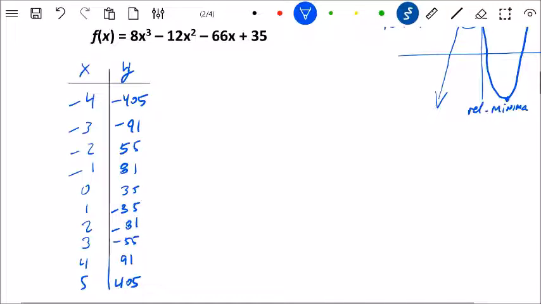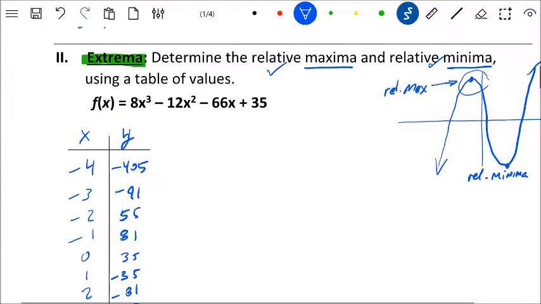Okay, so think about what's happening here as we go along the x-axis. The function is going up, it's increasing. It gets to this point and then it starts decreasing. So what we want to see on the y values is it going up and then coming down. Where's the place where it changes? Well, here, from -45 to -91, it goes up to 55, goes up to 81, and then it's going down.